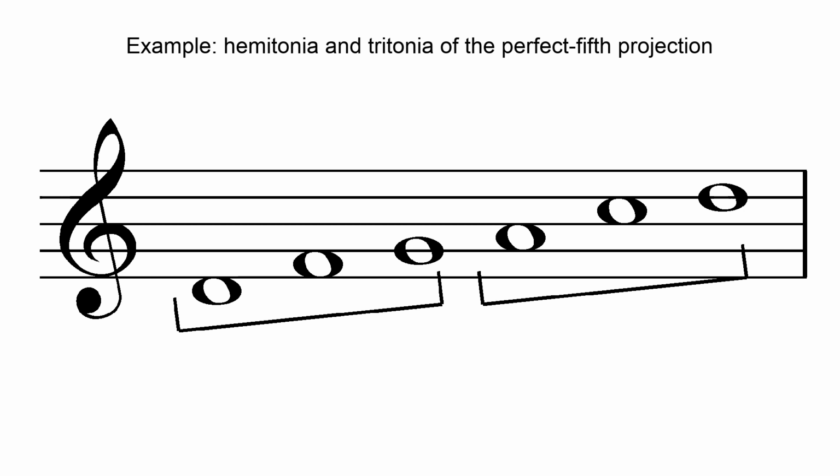This scale is hemitonic, having a semitone between B and C. It is atritonic, having no tritones. In addition, this is the maximal number of notes taken consecutively from the circle of fifths for which it is still possible to avoid a tritone.